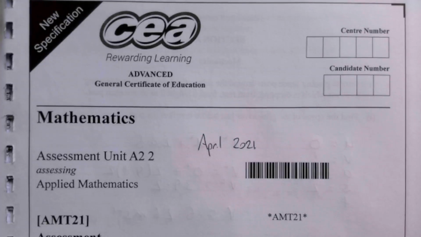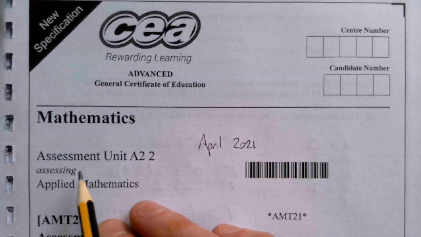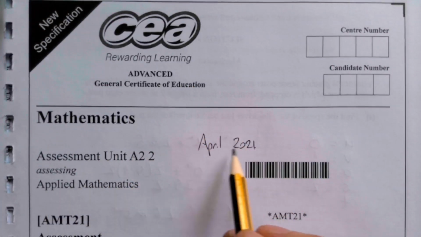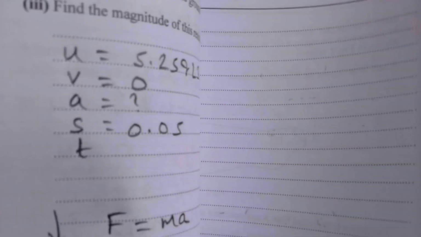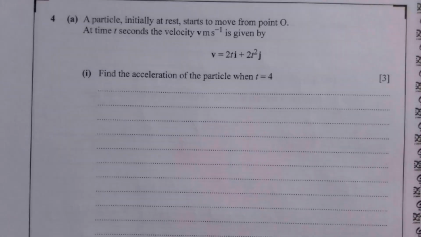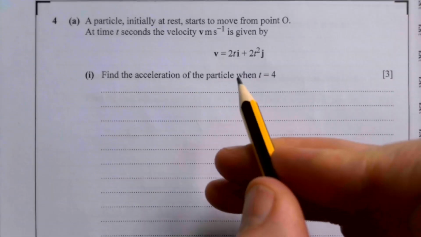This is a past paper question from this particular paper here. It's a CCEA Maths Applied A2 from April 2021. We're looking at question 4, and this one is about variable acceleration, and then with that there's a wee bit of vectors as well, with i's and j's for part A. So let's take a wee look at what they want.